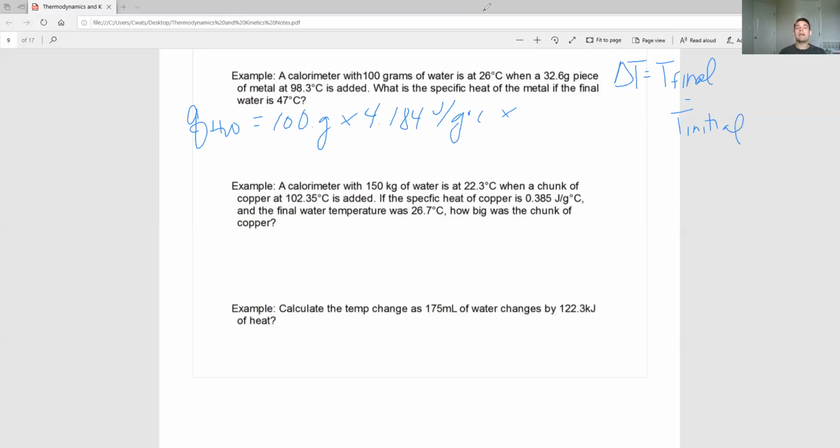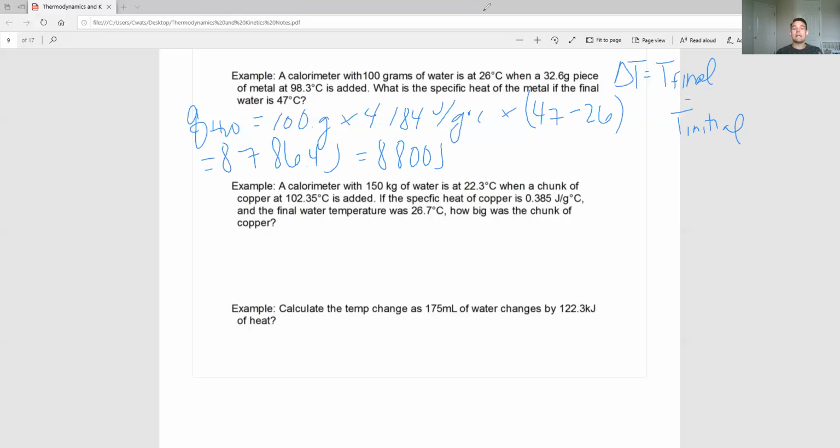So the final temperature of the water is 47 degrees Celsius, and I started at 26. So 47 minus 26. I do this math. The Q of the water is going to be 8786.4 joules. I'm going to put that into sig figs. It's going to end up being 8,800 joules. So that's the Q of the water.